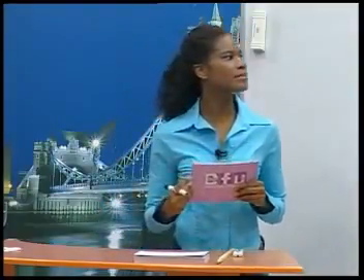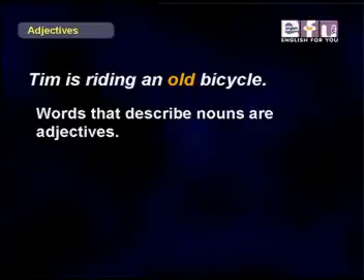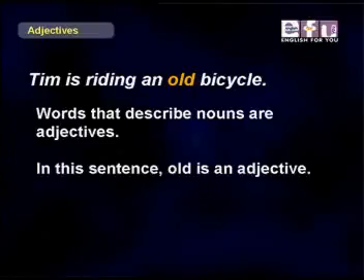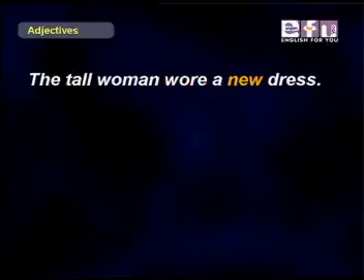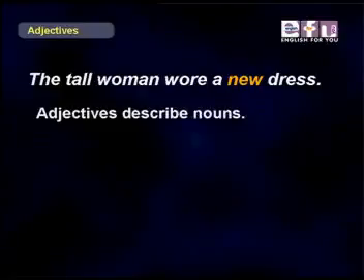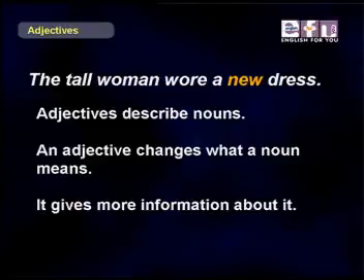Now let's look at the chart to help you remember how to use adjectives. Follow along on your screen. Example, Tim is riding an old bicycle. So words that describe nouns are adjectives, as we just learned. In this sentence, old is the adjective. It describes bicycle. Next example, the tall woman wore a new dress. So remember, adjectives describe nouns. An adjective changes what a noun means. It gives more information about it.